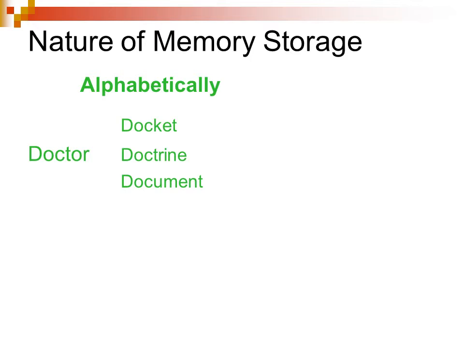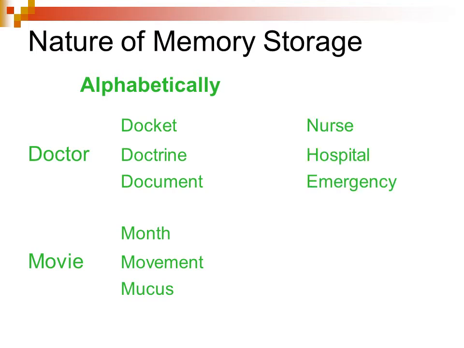So then I look concerned and say something like, okay, well, what about for movie? Did you come up with words that were alphabetically close to movie, like month, movement, and mucus? And of course, no one, including you, came up with words like these. So then I ask, okay, well, what words did you think of? For doctor, people give me words like nurse, hospital, and emergency. And for movie, it's words like film, theater, and actor.